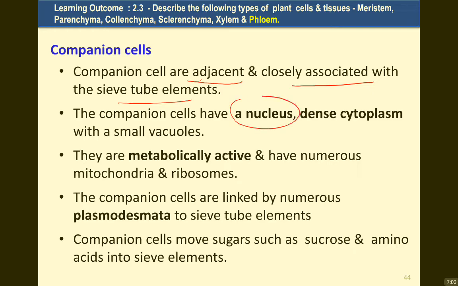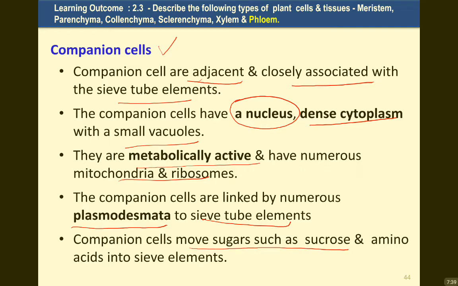So the companion cell must have a nucleus, then cytoplasm, small vacuoles. So they are metabolically active because the sieve tube depends on the companion cell. Okay, they have numerous mitochondria and ribosomes. The companion cell connects to the sieve tube by using plasmodesmata. Okay, phloem does not have pits like the xylem, but they have plasmodesmata. So the companion cell moves the sugars or amino acids for the sieve elements.